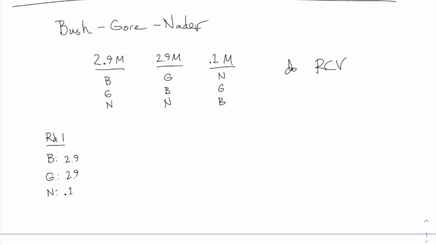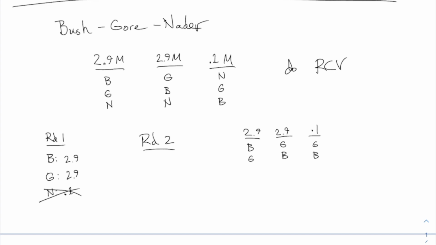Who is eliminated? Nader is eliminated, sort of as he should be, right? Very few people actually wanted Nader to become the president. So Nader is eliminated. And then we go to round two. In round two, I'll just redraw the chart. 2.9 million people, this time without Nader. 2.9 said Bush Gore. 2.9 said Gore Bush. And then the other 0.1 said Gore Bush when you remove Nader.